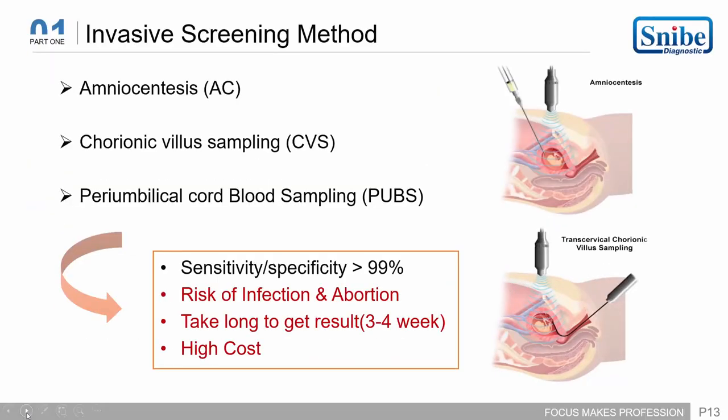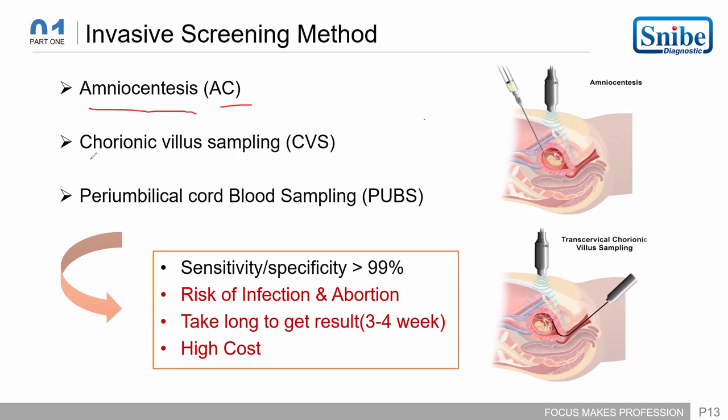If we talk about the invasive screening methods, there are three basic invasive screening methods. The first is called amniocentesis, or AC. In amniocentesis, through a needle aspiration, the amniotic fluid is taken and then tested by different methodologies to rule out congenital disorders.